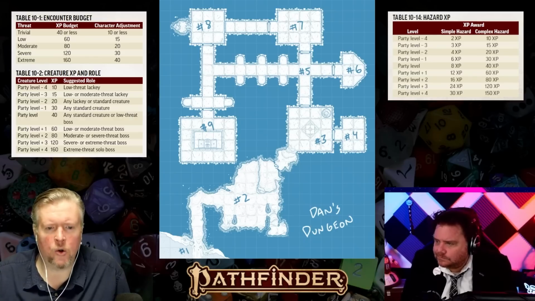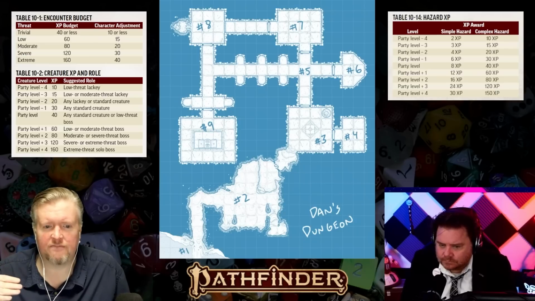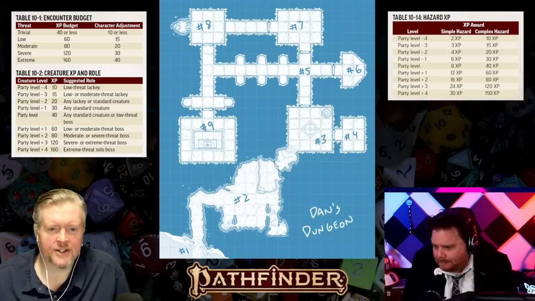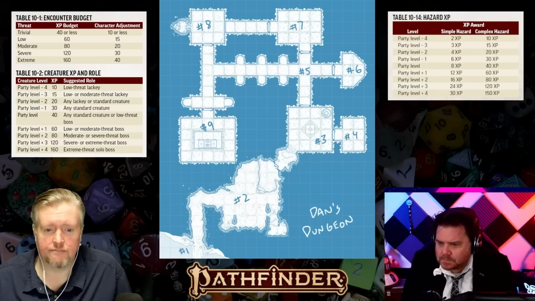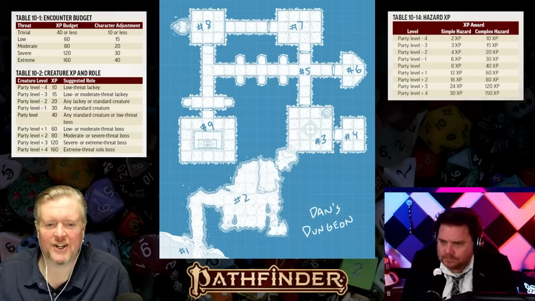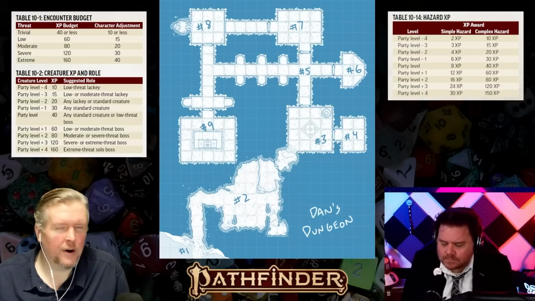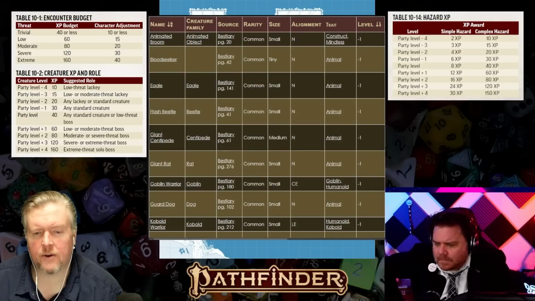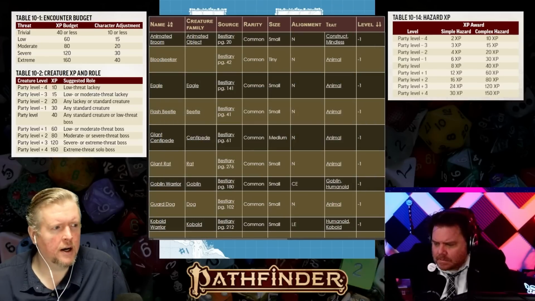And I've only allowed it to show me monsters that are between level -1 and -3. That's it. Because if we go to a level 4 monster, it's 120 XP by itself, which means it would probably kill the party pretty efficiently. So I'm going to go ahead and bring this up. And so here we are. We got this encounter list.